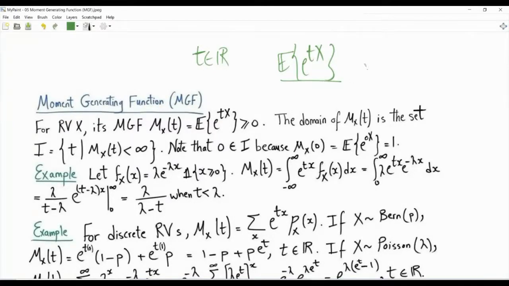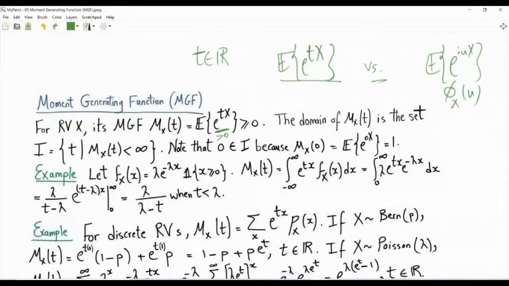Remember that in the previous tutorial session, we had e to the i u X, which was the characteristic function. In the characteristic function, we used i, the square root of -1. Here we don't have i, we just use tX. Of course, this function is always greater than 0, so the moment generating function is greater than or equal to 0. It's non-negative.